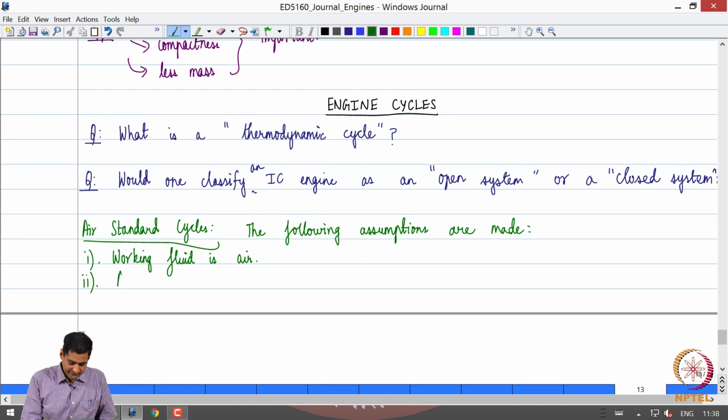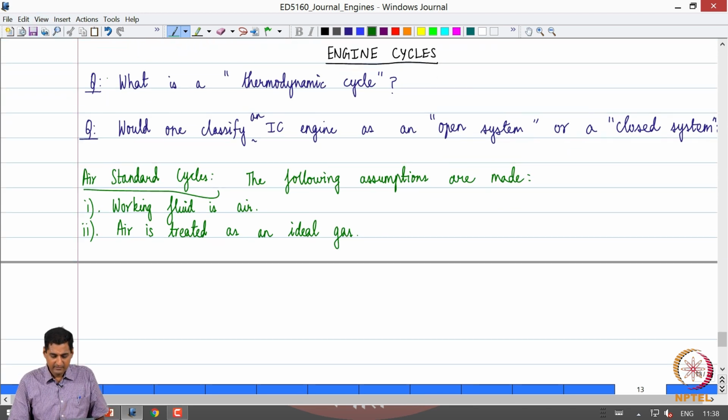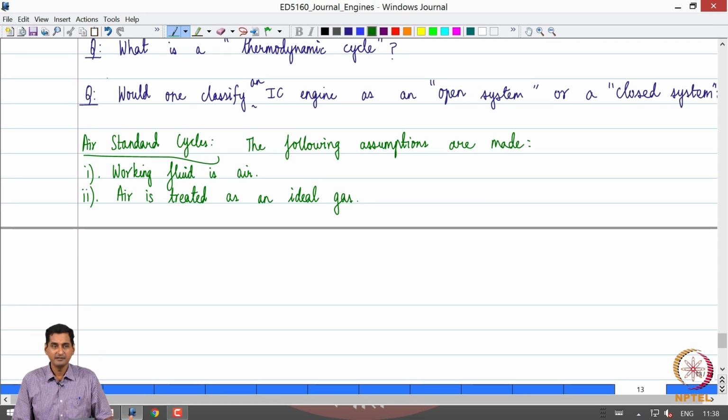So, in an air standard cycle we assume that the working fluid is air. Second, air is treated as an ideal gas. So, what does this mean? We are essentially going to treat air as an ideal fluid, and we are going to use an equation of state, PV equals mRT, for our analysis. That is the ideal gas equation of state. So, that is something which we are going to use in this process.